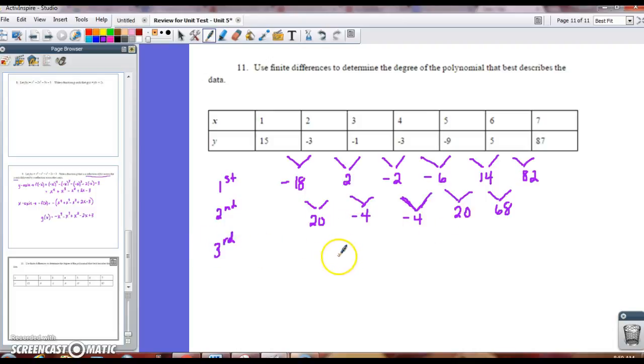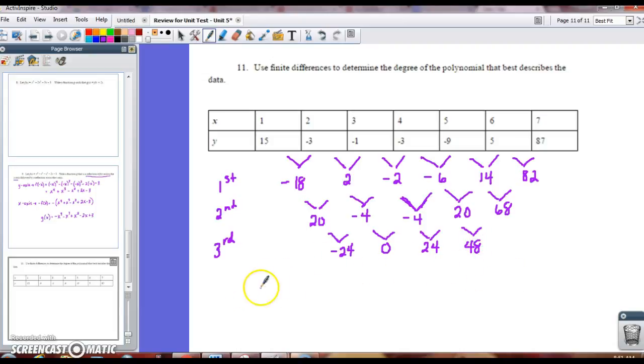I have to keep going until I get something constant. So again, I'm taking differences. -4 minus 20 gives me -24. Sorry, -4 minus a -4 gives me 0. Then I have 20 minus -4, which gives me 24. And then I have 68 minus 20, which gives me 48.